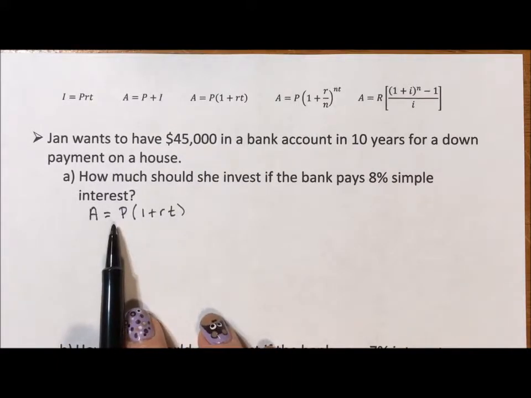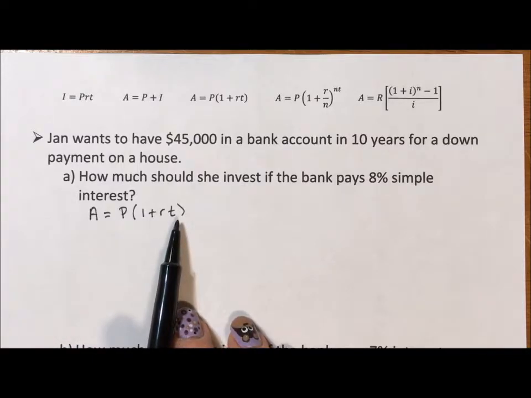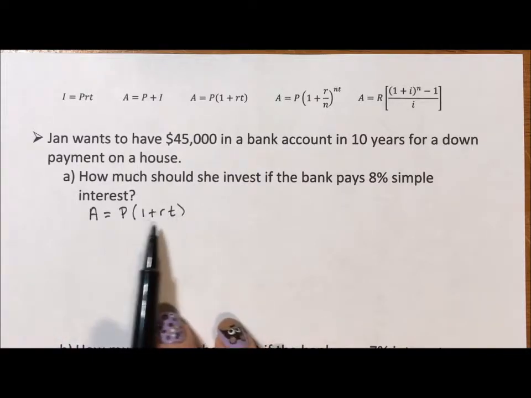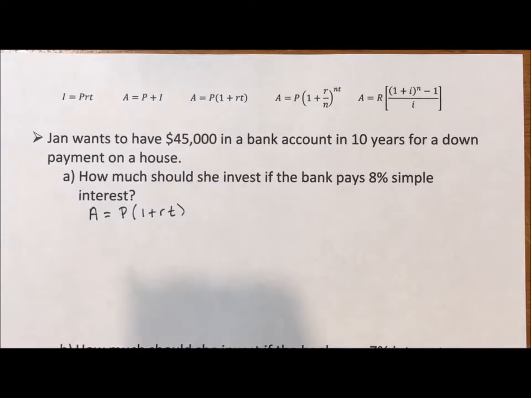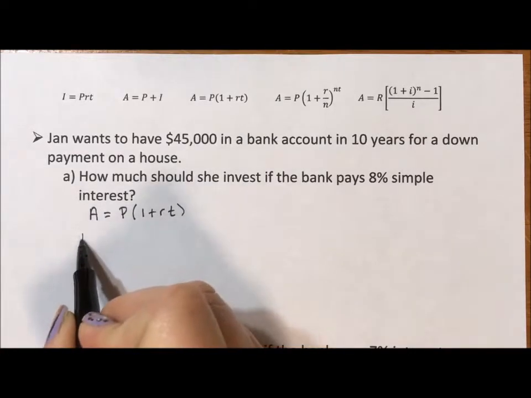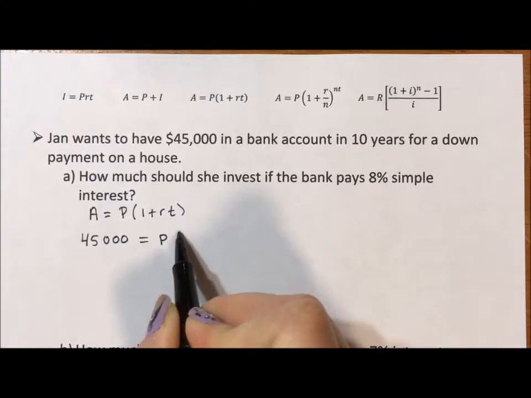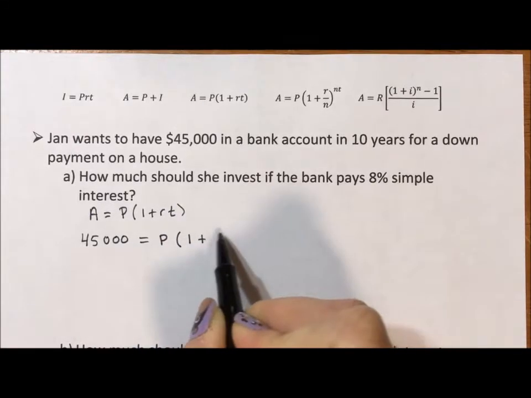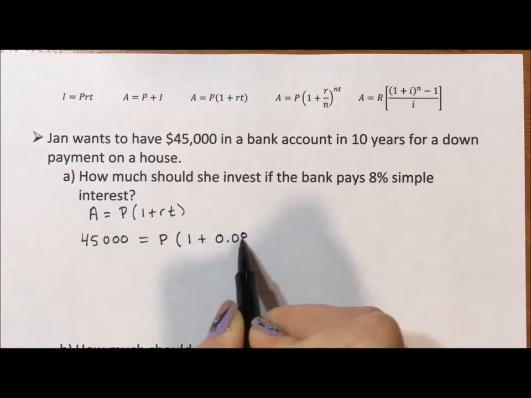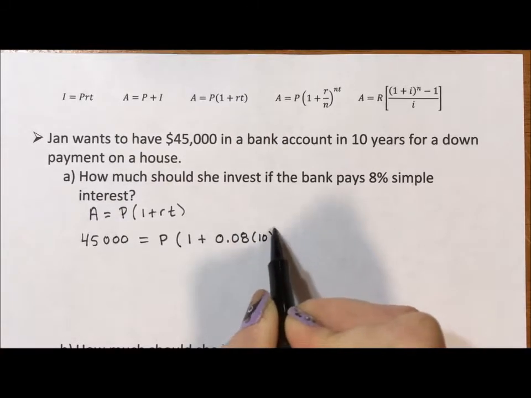This is all on the same line. There's no exponents, so calculations are a little bit simpler. We have 45,000. We don't know what she needs to invest. The rate is 8%. The years are 10.